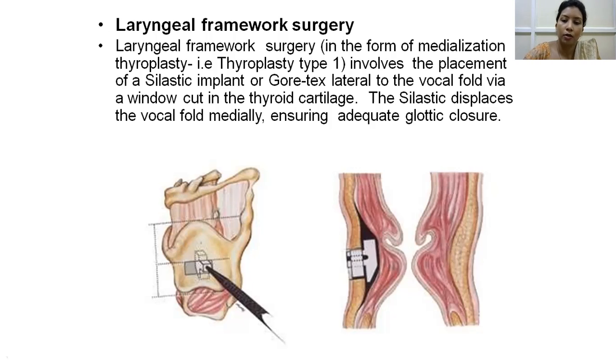This implant also acts to push this paralyzed vocal cord medially. So it involves the placement of a silastic implant or vortex implant related to the vocal fold via a window cut in the thyroid cartilage. The silastic displaces the vocal fold medially and it ensures adequate glottic closure. So whatever we do here, both in the injection laryngoplasty and in your laryngeal framework surgery, it is to medially push the vocal cord towards the unparalyzed cord.